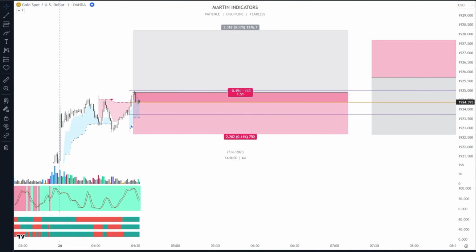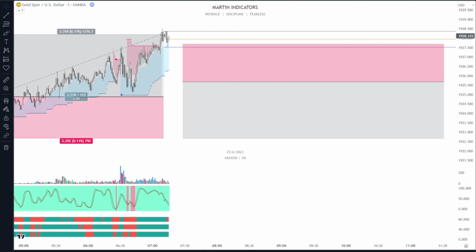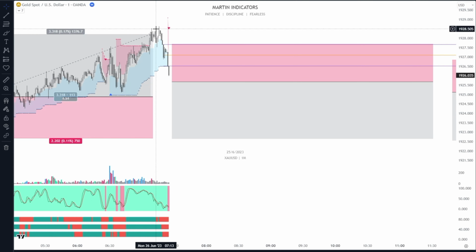Let's see how this trade went. There we go, targeted. The first trade hit the target precisely. Let's wait for the next trade. Again, there was no breakout, so there were no valid trades here.